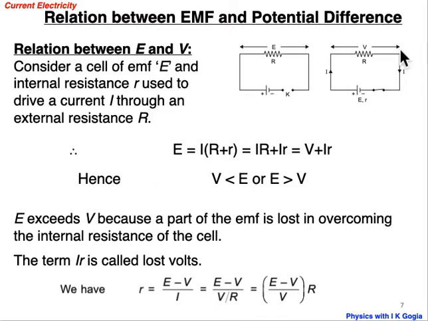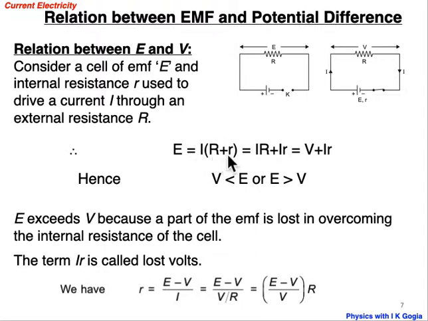The diagram is again shown for your reference. Let's take a cell of EMF E, internal resistance small r, used to drive a current I through an external resistance R. Remember, the cell has to pass current not only through the external resistance R but also through the internal resistance small r offered by the cell. As a result, if you apply Ohm's law, you get EMF equal to current into total resistance.